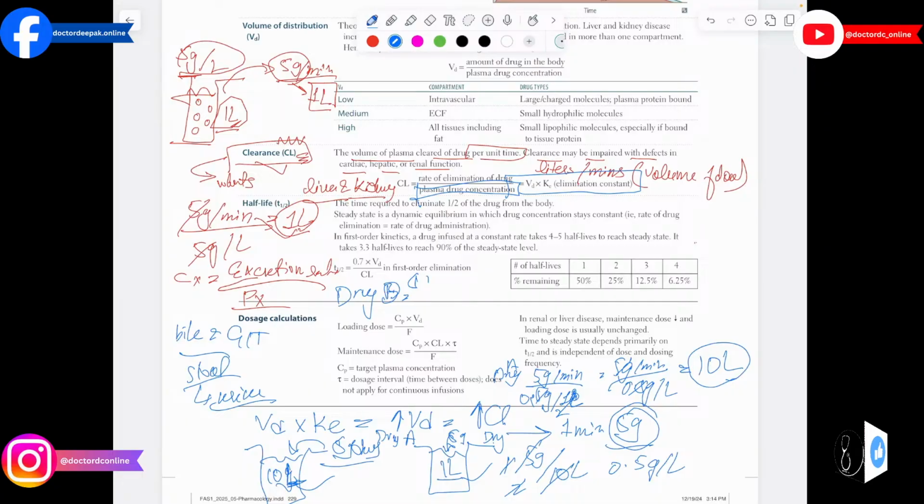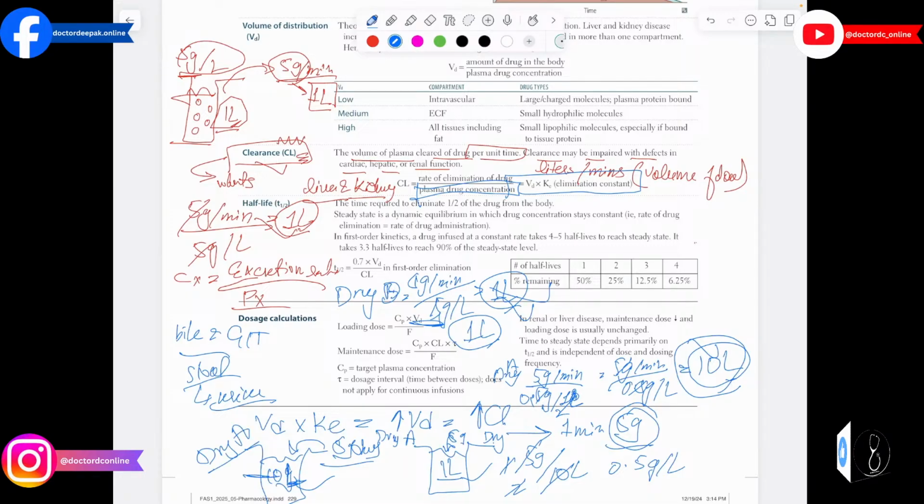Okay, for drug B, it is 5 gram per minute divided by 5 gram per liter, and the clearance will be 1 liter. So, it is obvious that the volume of distribution also increases the clearance rate. In this group the volume of distribution was 1 liter and we are clearing 1 liter. And in drug A, or group A, we have a volume of distribution of 10 liters, and it is clearing 10 liters.